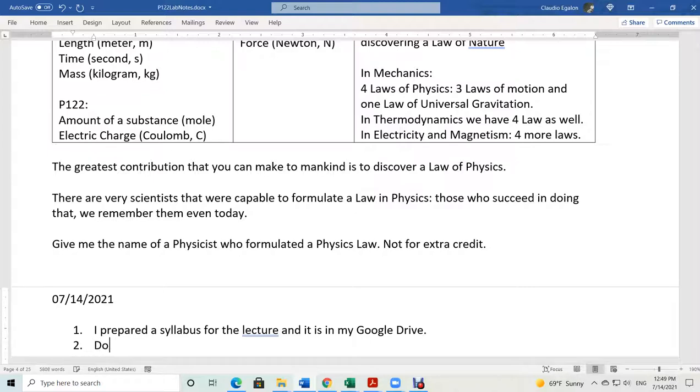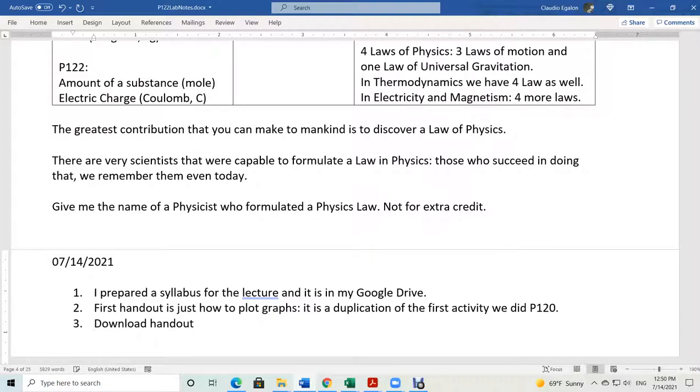Okay, download. Handout. Here you go. The first handout is just how to plot graphs. It is a duplication of the first activity in physics we did in P120, so we are not going to cover it again. We will start with the second lab activity.